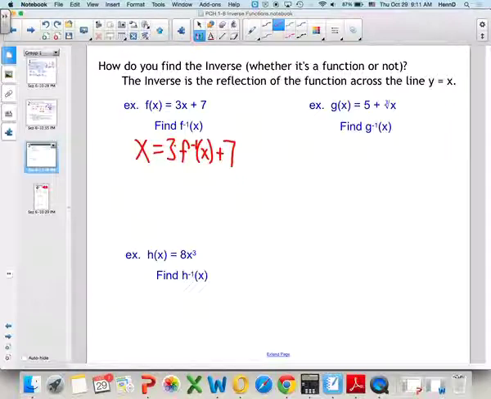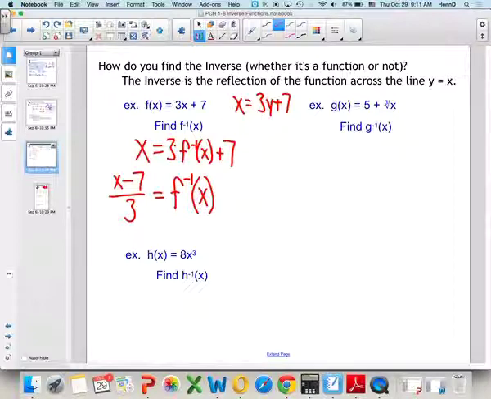If you want to use y, you're welcome to use y. Now all I have to do is solve to get my inverse function. So I would subtract 7, and then I would divide by 3, and I get my inverse function, not prime, not in calculus. Inverse function is x minus 7 over 3.